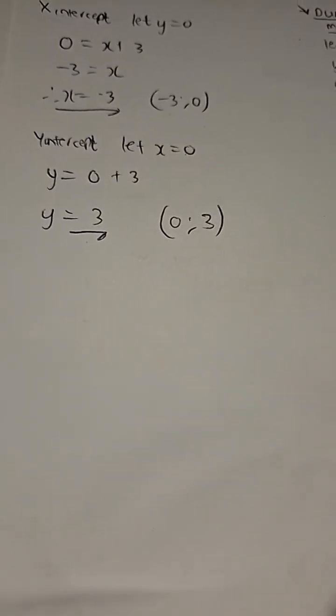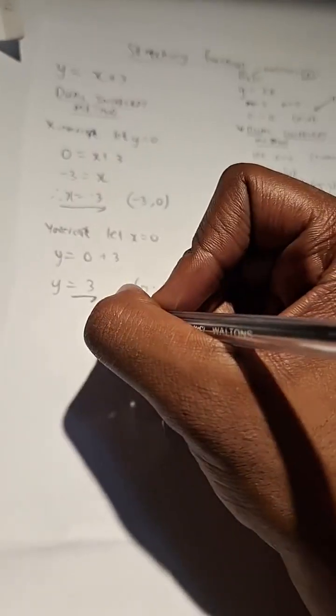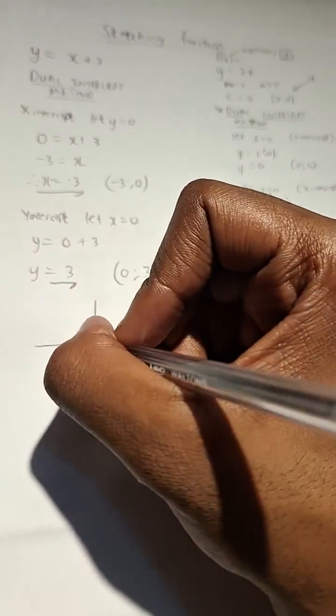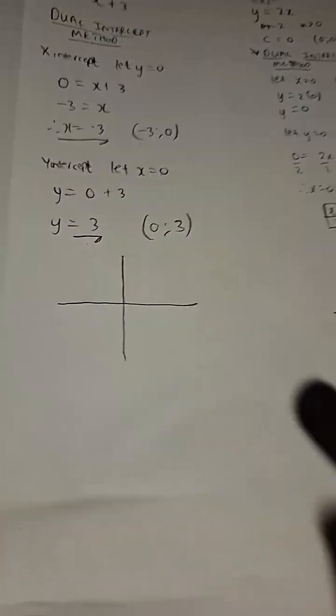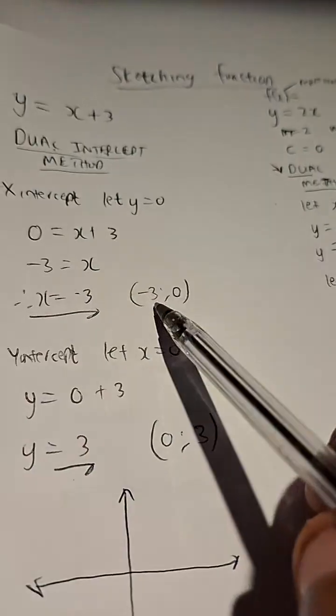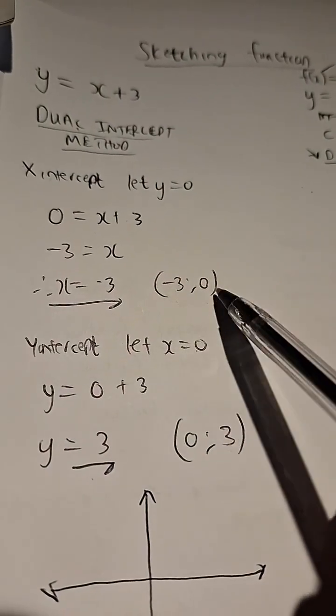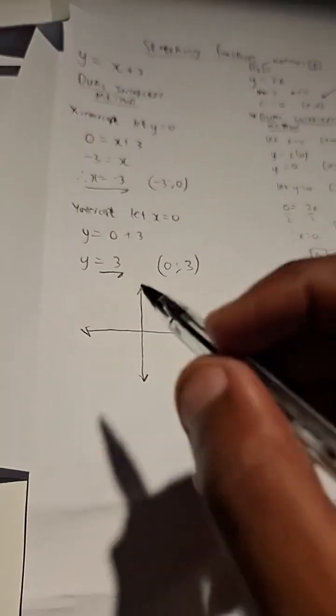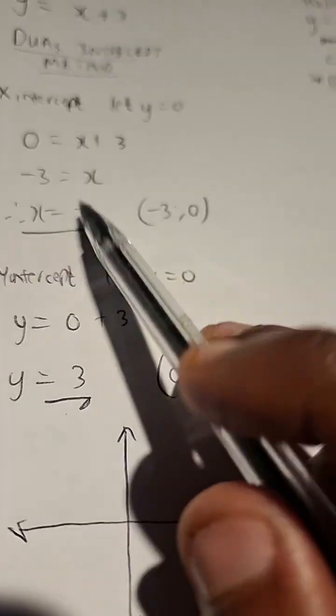Now, since we have that, all we simply do is go and draw our Cartesian plane. And guys, we don't really have to label our Cartesian plane that much. All we need to do is locate these 2 points, negative 3 and 0. Where x is negative 3, where is that? Okay, negative 3 is here somewhere.